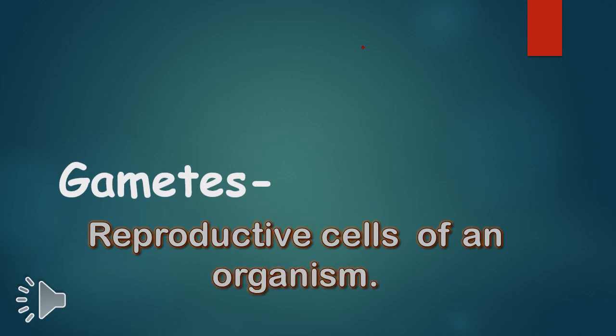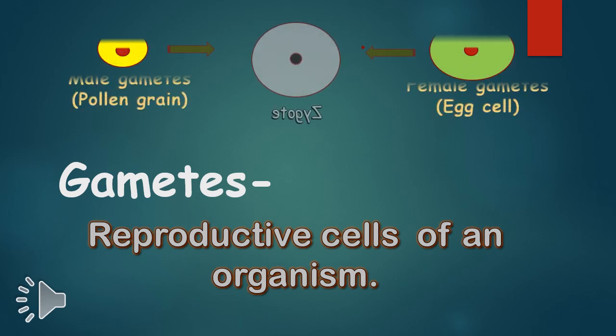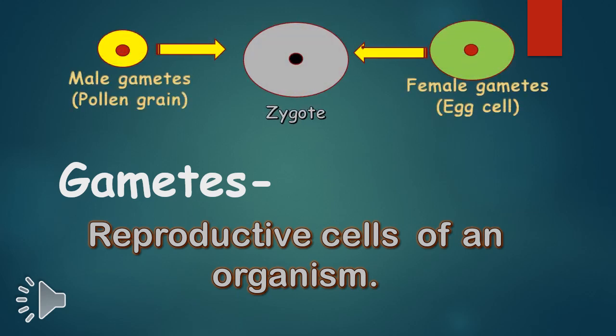What are gametes? Simply, they are the reproductive cells of an organism. As you know, children, organisms need to reproduce for the continuation of their species. You have learnt earlier, for the sexual reproduction, these specialized cells or gametes are needed. These gametes are made from a male and also from a female.